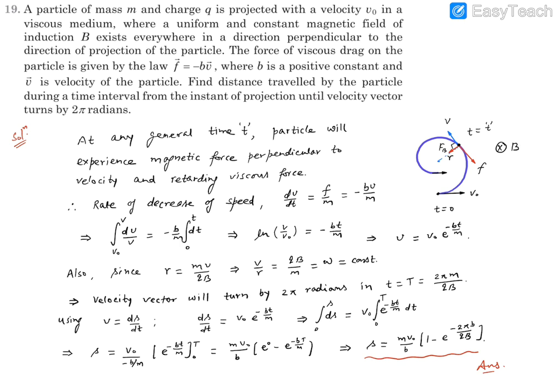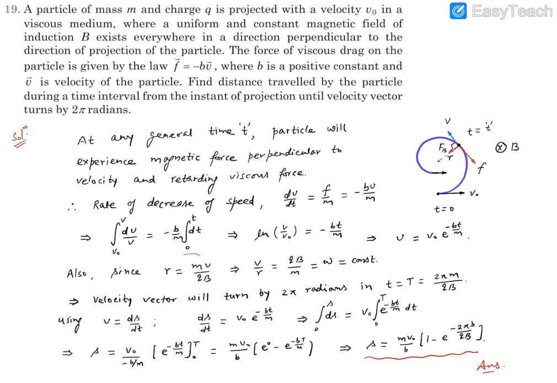Now we need to decide what the final values are. Initially the distance covered was 0 and the time was 0. Finally the distance, let's say s, that we are looking for, and what will be the final time? Let's see. Now it completes one round. One round means what? The velocity vector turns by 2 pi radians.